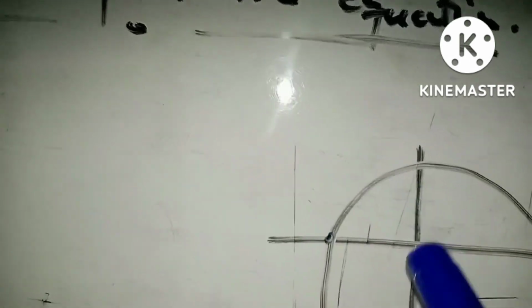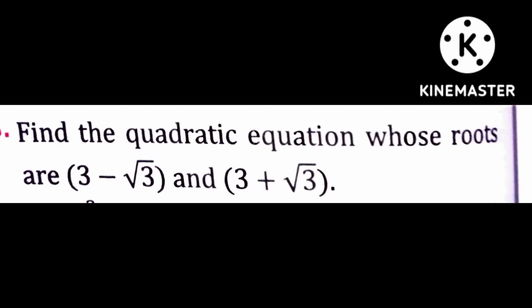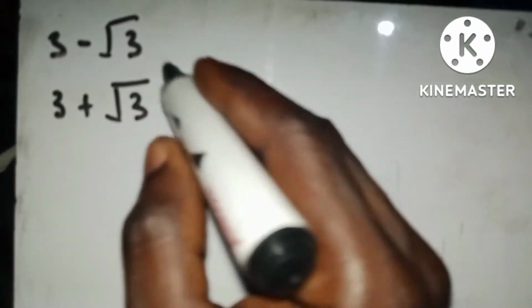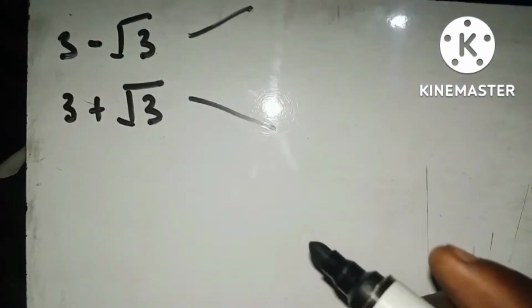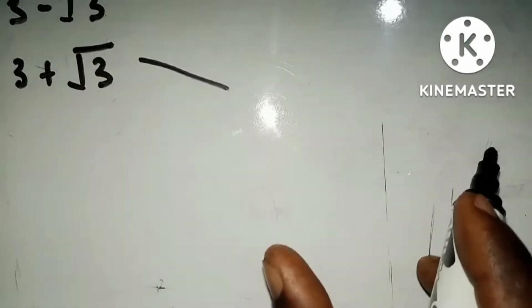Now we want to determine this in theory, maybe in written form without this diagram. So how do you do that? According to the question, these are the roots that we are having, like what I showed you earlier. This is one root, and this is the other root. This is in surd or radical form. So we are going to use this to determine the equation of the quadratic.